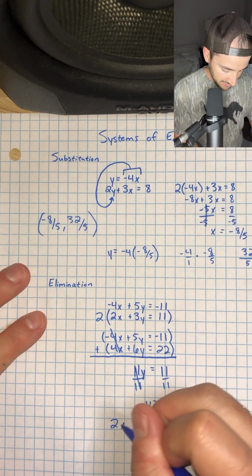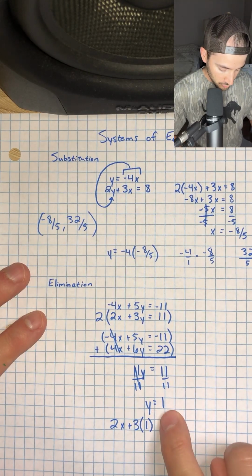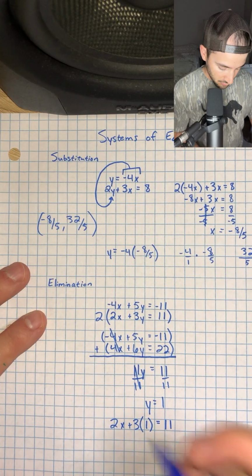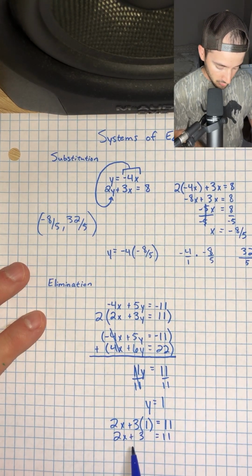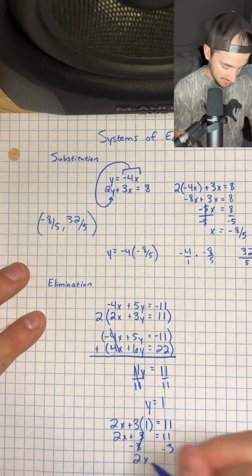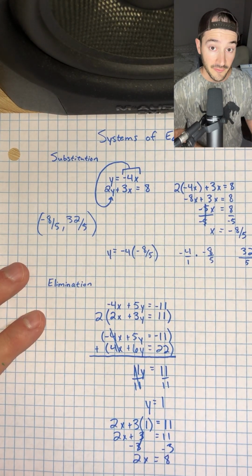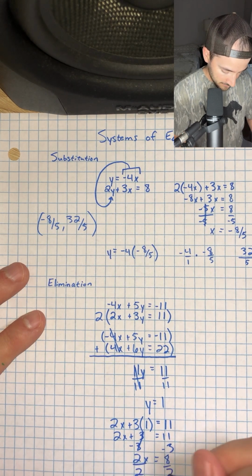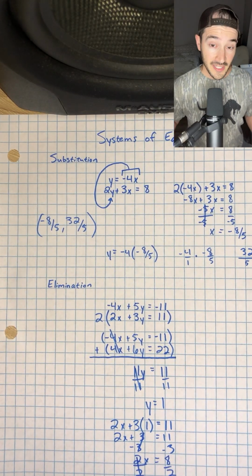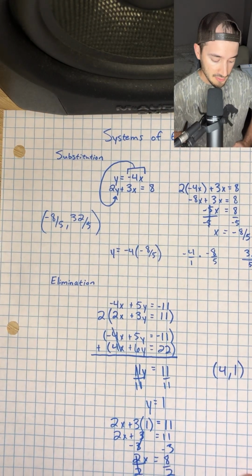So we're going to have 2x plus 3y, or 3 times 1, since y is equal to 1, is equal to positive 11. So we're going to have 2x plus 3 is equal to 11. We can subtract 3 from both sides to get 2x is equal to 11 minus 3, which is 8. And then we can divide by 2 on both sides to get x is equal to positive 4. So our final answer would be 4, 1, and that would be our answer to that system of equations.